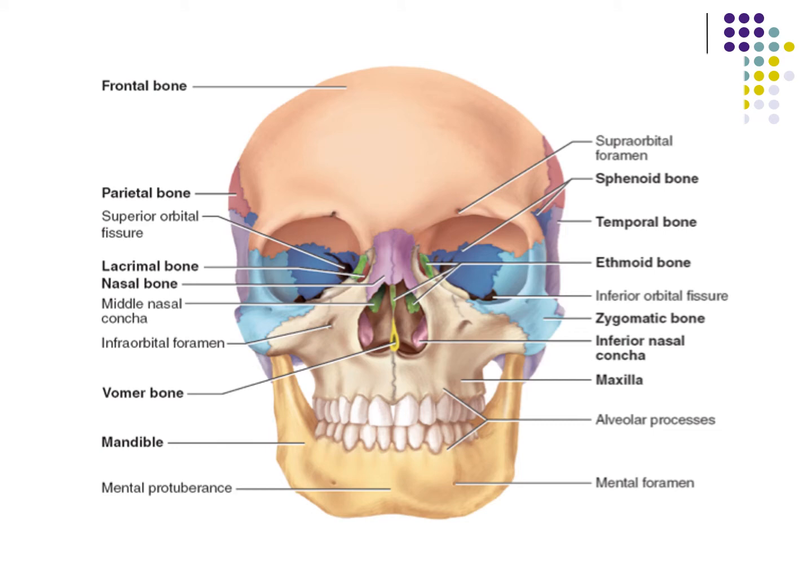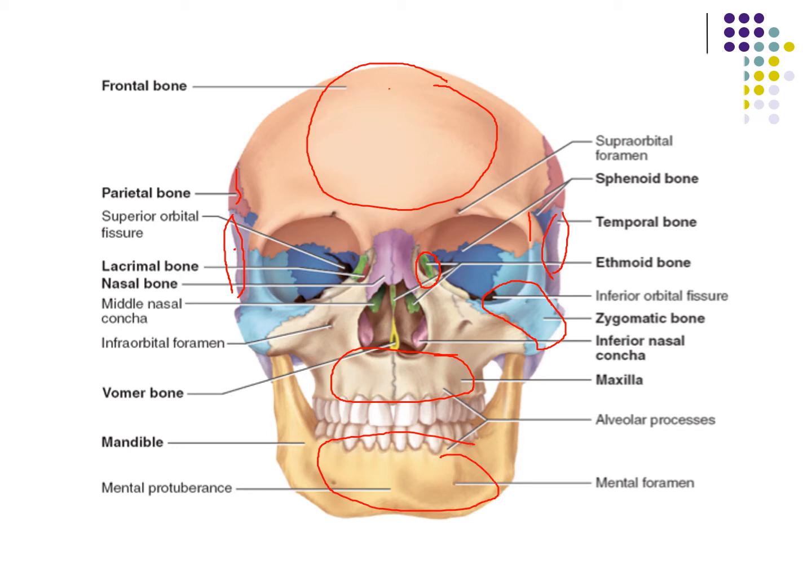So we have the frontal bone, which is the one right up in front, your parietal, and this is temporal right here, the sphenoid bone, and you have the ethmoid bone, which is inside the nose itself, the zygomatic, which is right here, the maxilla, the mandible, and the vomer bone, which is this right here.